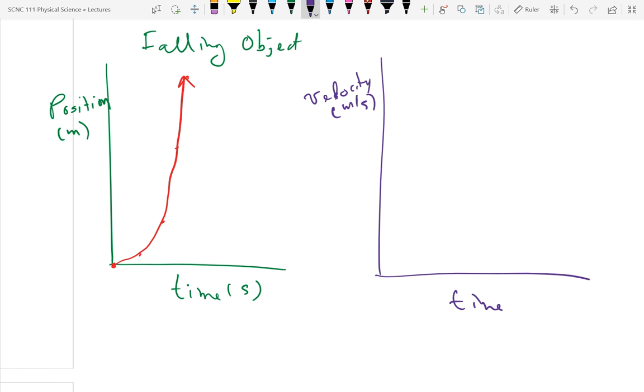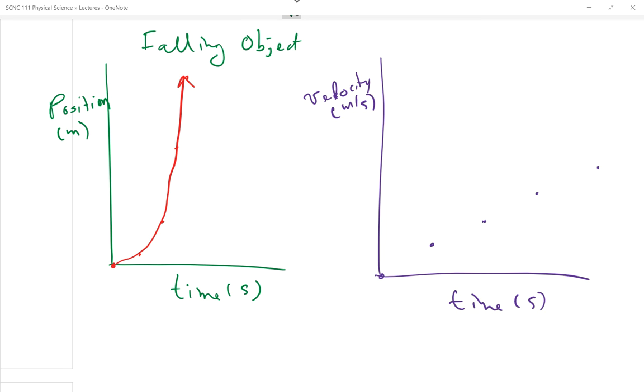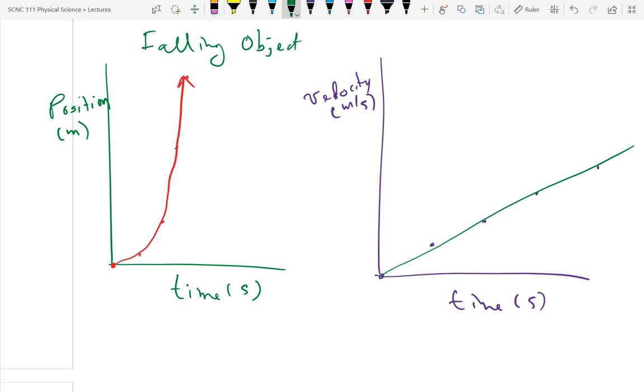Velocity versus time. At 1 second, it was 9.8. At 2 seconds, it was 2 times 9.8, or 19.6. At 3 seconds, 29.4. At 4 seconds, 39.2. And that forms a nice straight line.